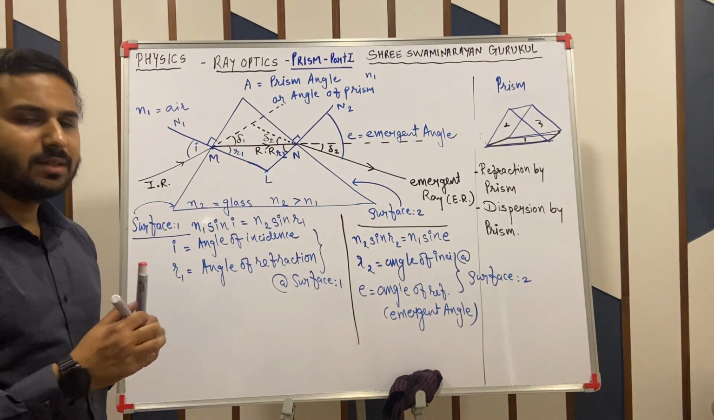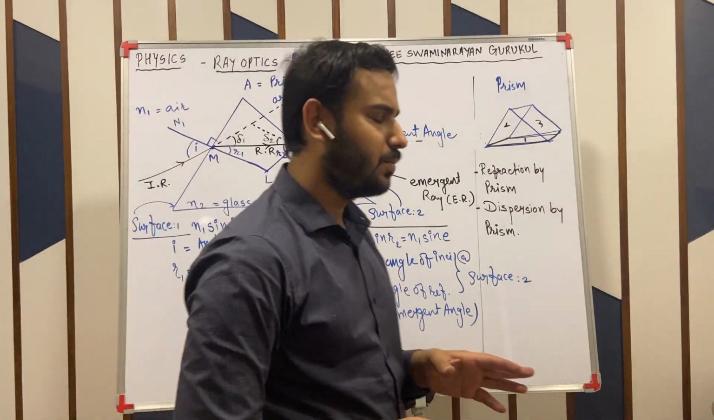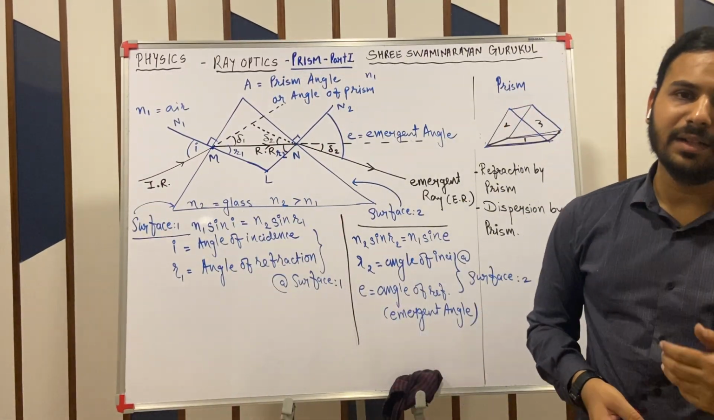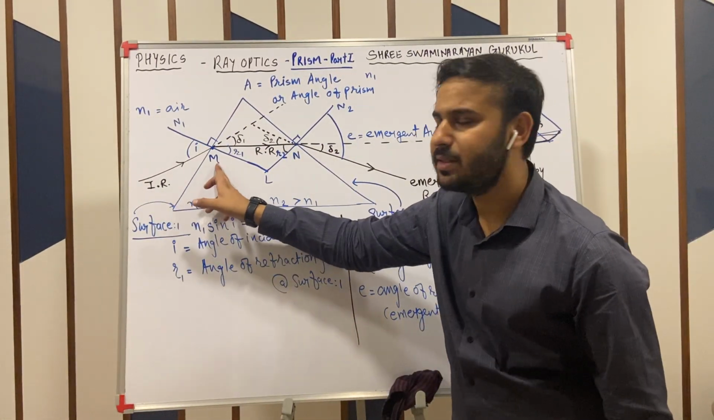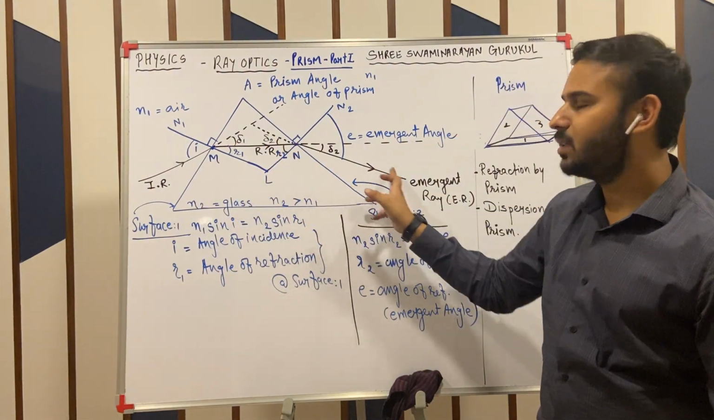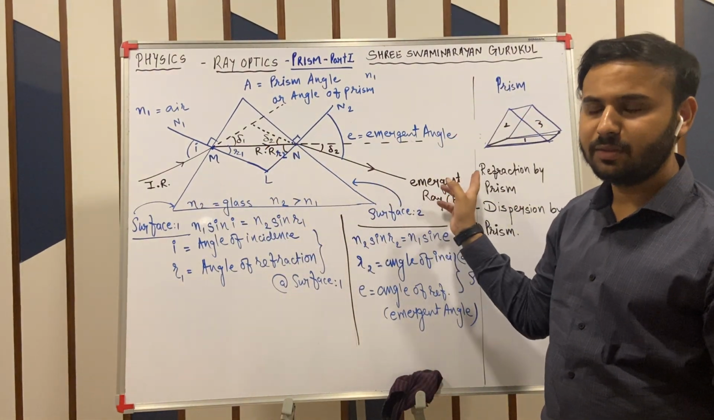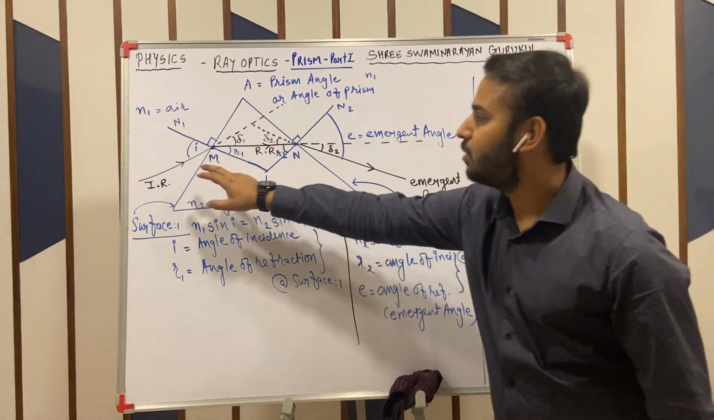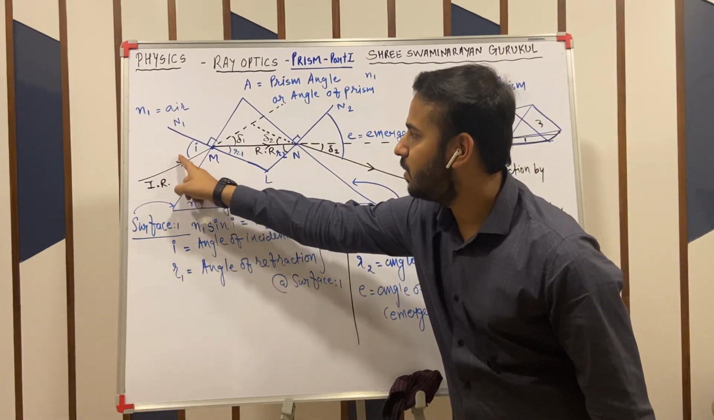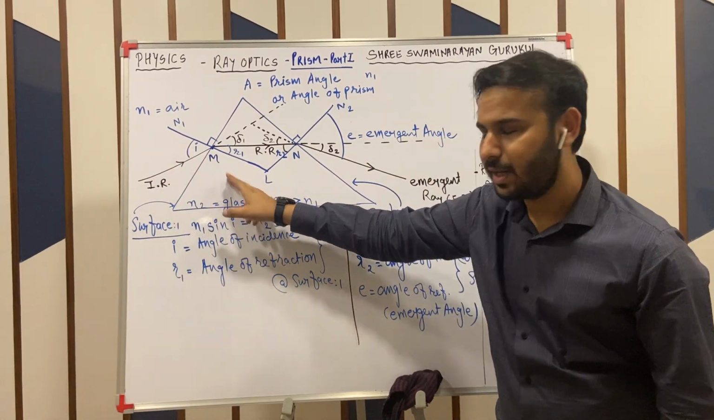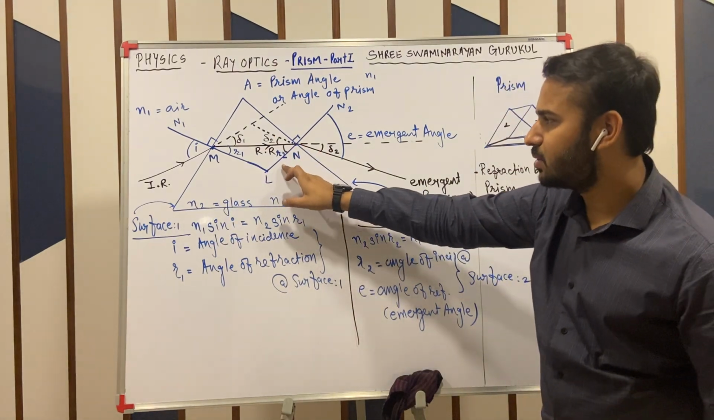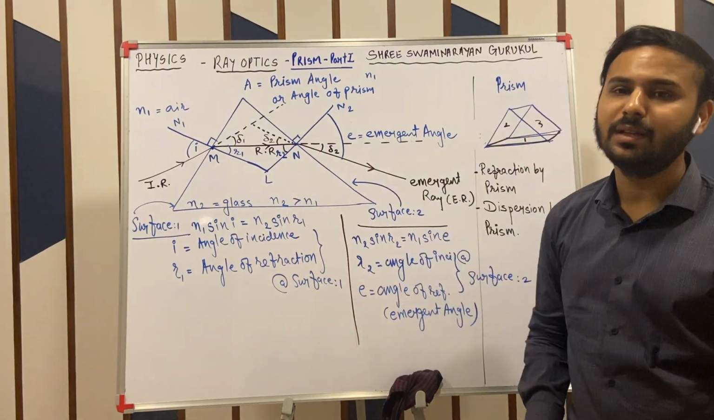This is the basic characteristic of a prism when the light ray enters from rarer to denser and gets out from denser to rarer. So at surface 1, N1 sine I is equal to N2 sine R1. At surface 2, N2 sine R2 is equal to N1 sine E.